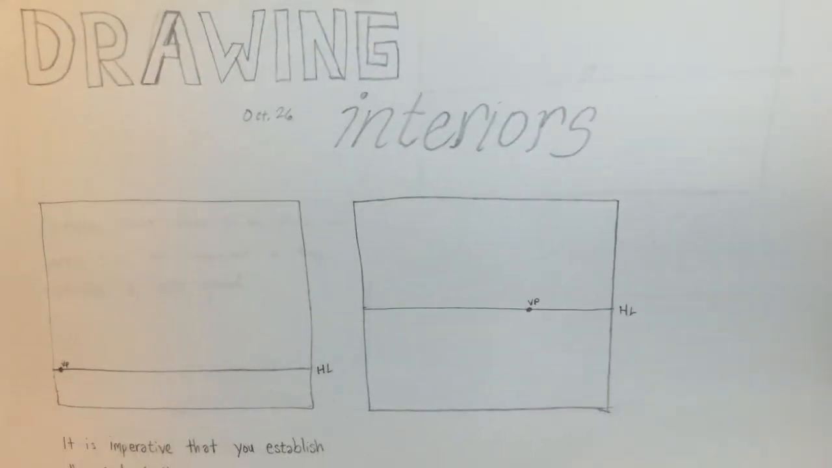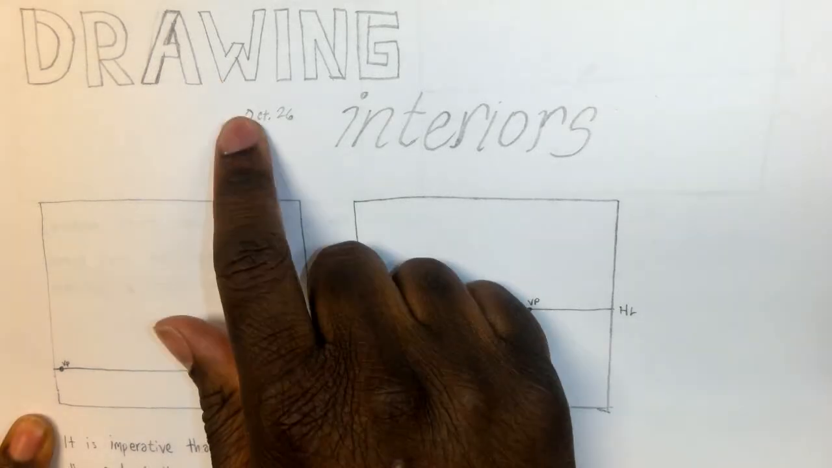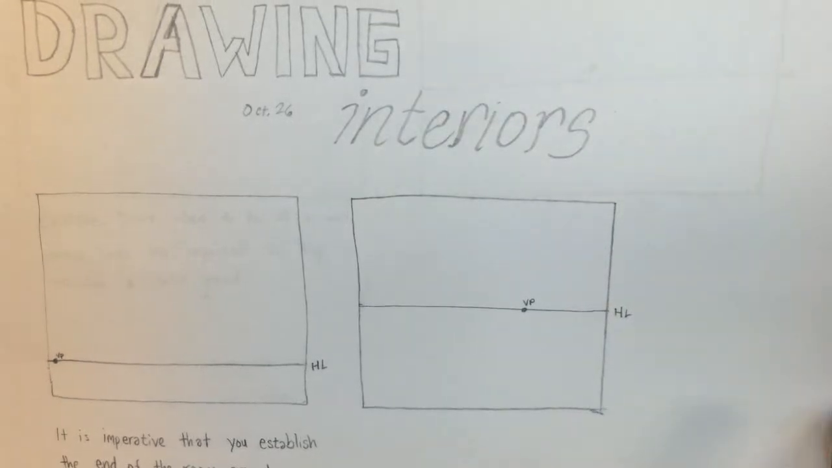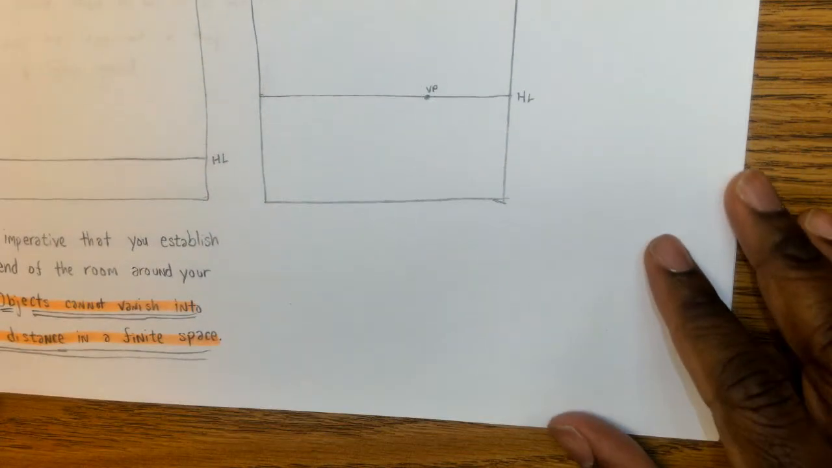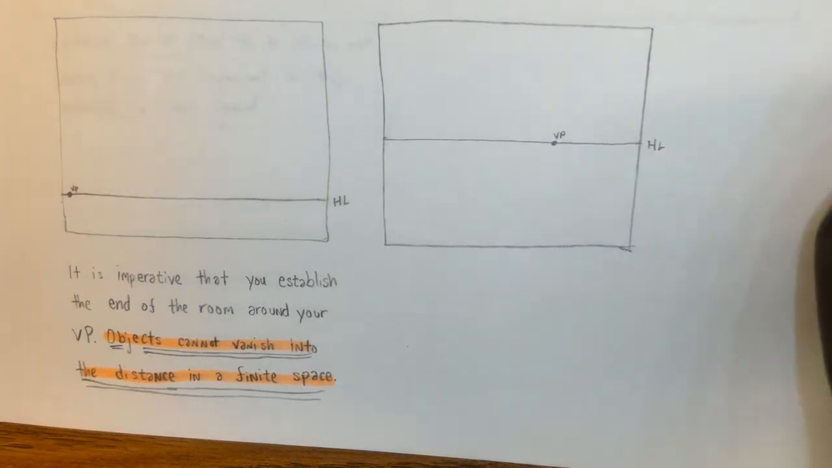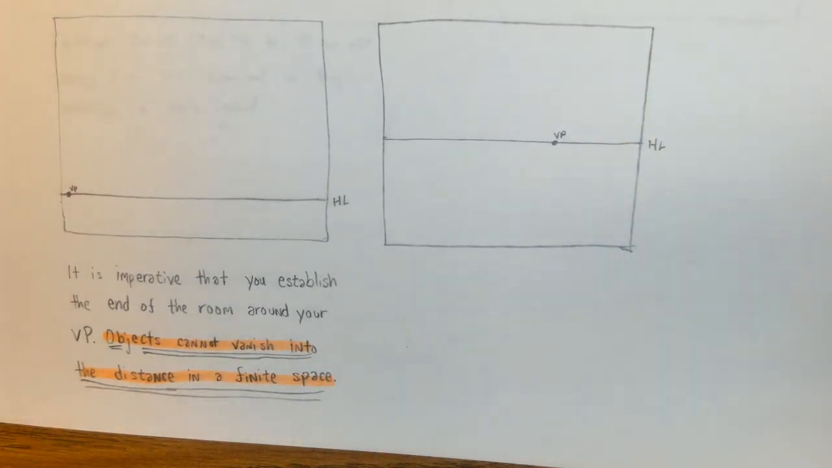Okay, so today we're going to go over drawing interiors. Make sure your paper is dated for today, the 26th. Very quick. And let us just get right down into it. So let's start with these two boxes here. You do not have to write down all the notes. However, I do suggest that you draw what I draw.